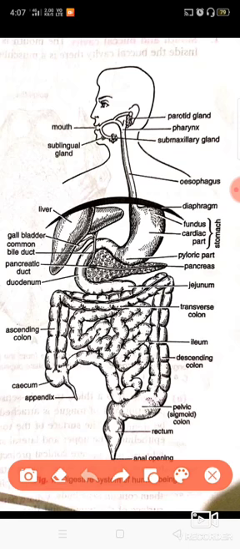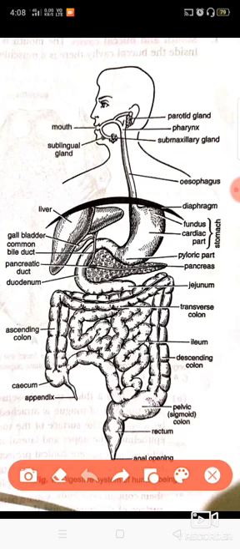Okay, then when the food is passed through all these parts, like these structures, you can see it is the ileum part. Ileum is the largest part of the small intestine, and every nutrient is absorbed and digested here, and then it is passed to the cecum part. Cecum, okay, this is the first part of the large intestine.